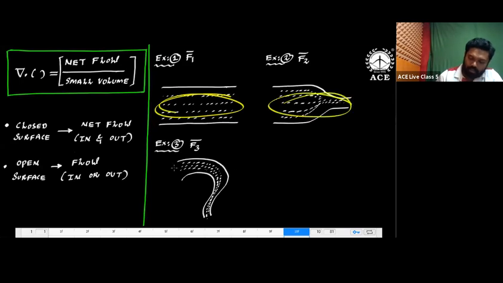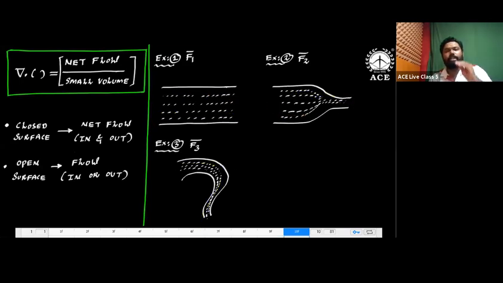This is a vector field. This is a vector field. This is a vector field. I want to investigate the presence of divergence at that particular point. How can I investigate the presence of divergence? Speak out. According to this definition, you need to put some small box here. Inflow and outflow are same. So what happens at that location? The divergence is 0. Divergence of F1 is equal to 0.